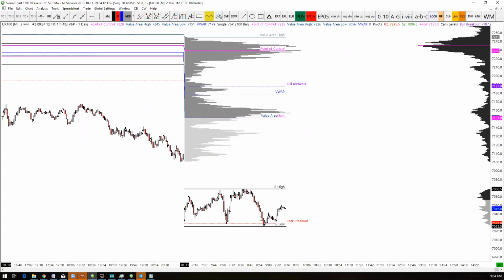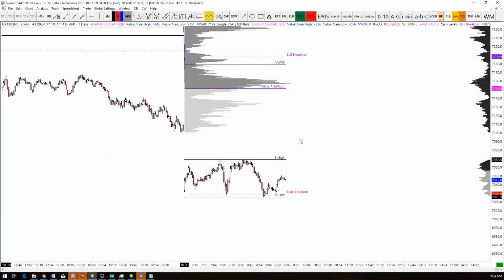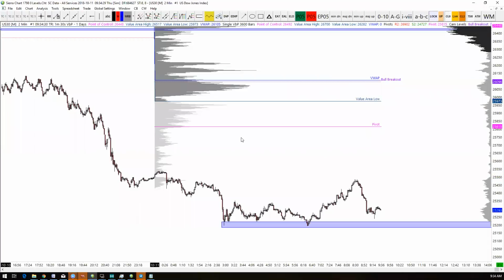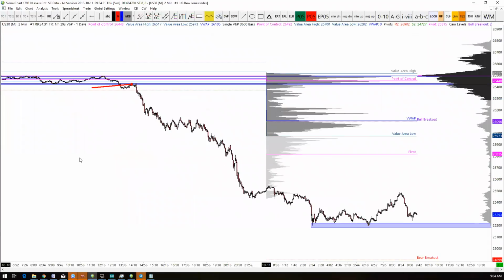the initial balance. If we break above that, then you'd imagine that the obvious target would be the value area low of 71.51. If we continue to break to the downside, then, well, it's anybody's guess as to how far this can go down. Moving over to the Dow was ridiculous yesterday.